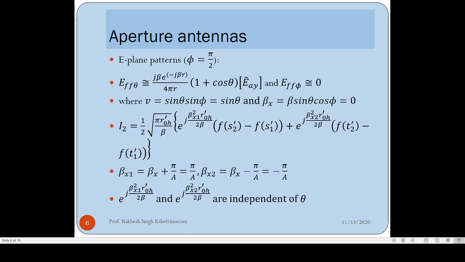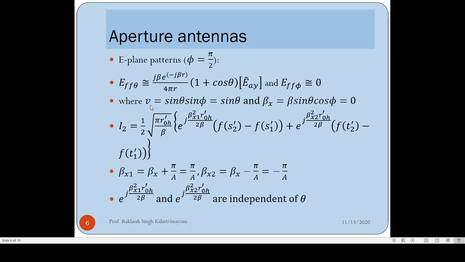As usual, we are interested in the two principal planes. One is the E plane pattern, another is the H plane pattern. You know that the E plane is when phi is equal to pi by 2. When phi is equal to pi by 2, sine of pi by 2 becomes 1, so we have only the theta component. Cos of pi by 2 becomes 0, so the phi component is 0. So we are interested only in the theta component of the electric field in the E plane pattern, because the phi component is already 0.